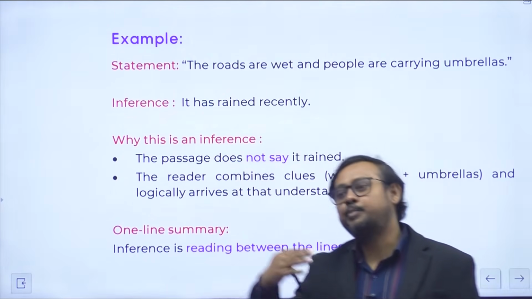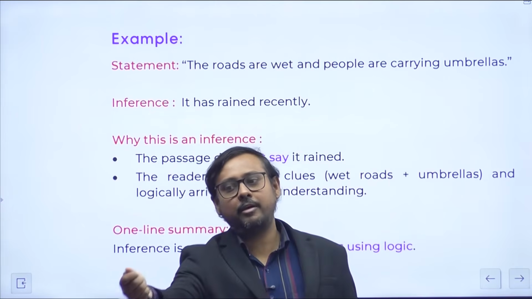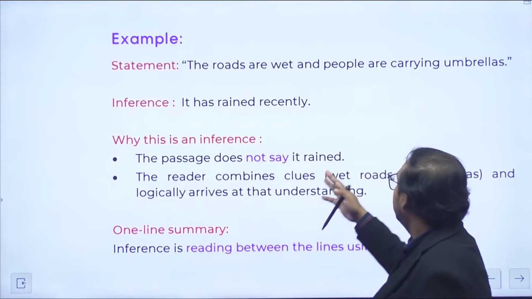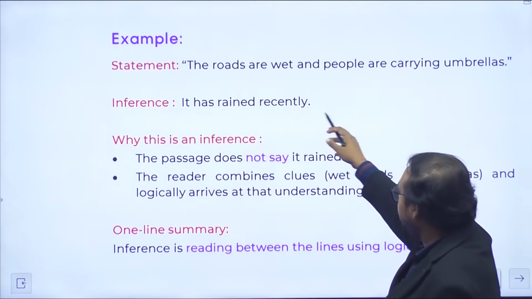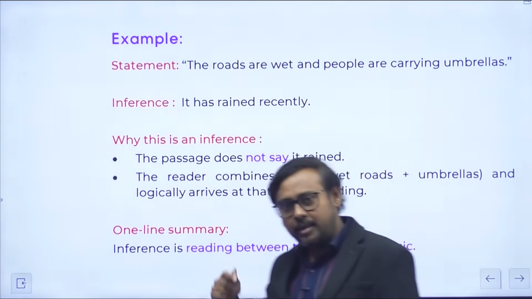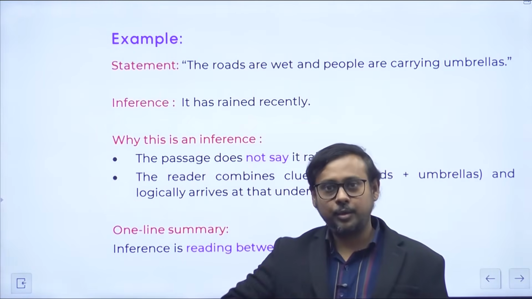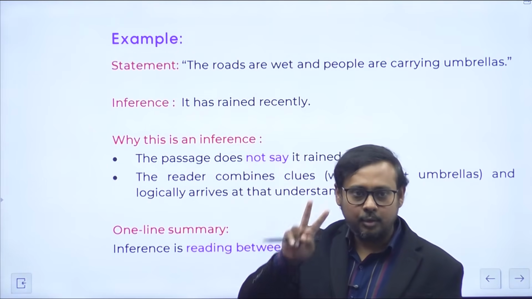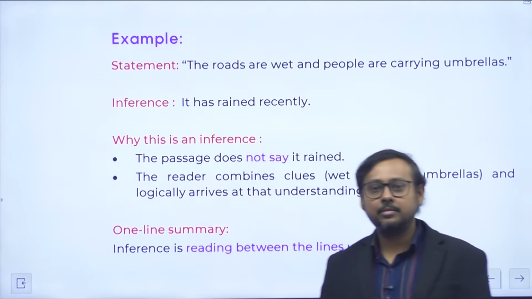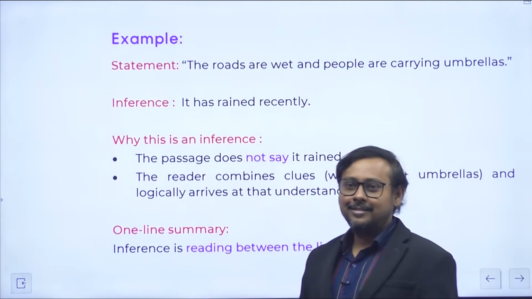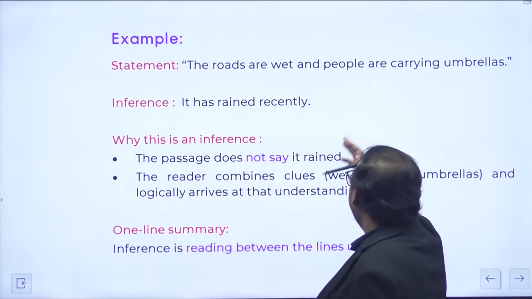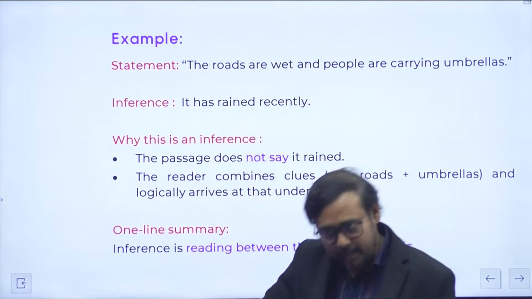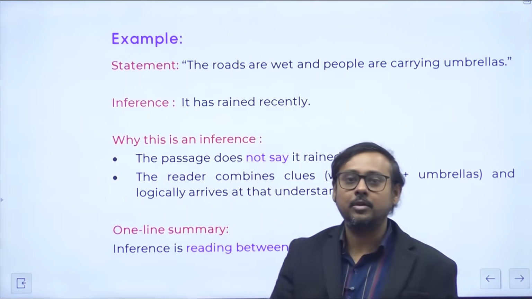You are expecting that it might rain and hence you have taken the umbrella. Or the roads are wet, people are carrying umbrellas, it is raining, so you are taking an umbrella. So there are two inferences here. There is a third inference also. Can you say? The roads are wet and people are carrying umbrellas. One is it has rained recently, or it is raining.